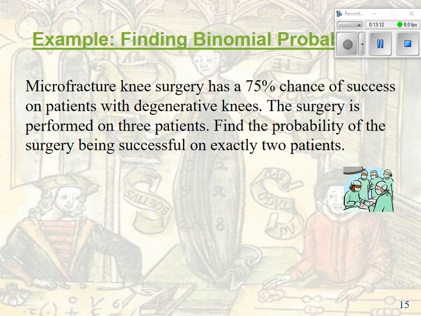Microfracture knee surgery has a 75% chance of success on patients with degenerative knees. The surgery is performed on 3 patients. Find the probability the surgery is successful on exactly 2 patients. So this time our N, what's our N this time? 3. What's our P? 0.75. What's our Q? 0.25. We want to find all that every time. Our X, our possible values: if we have 3 that we're doing, how many successful surgeries could you have? 0, 1, 2, 3.